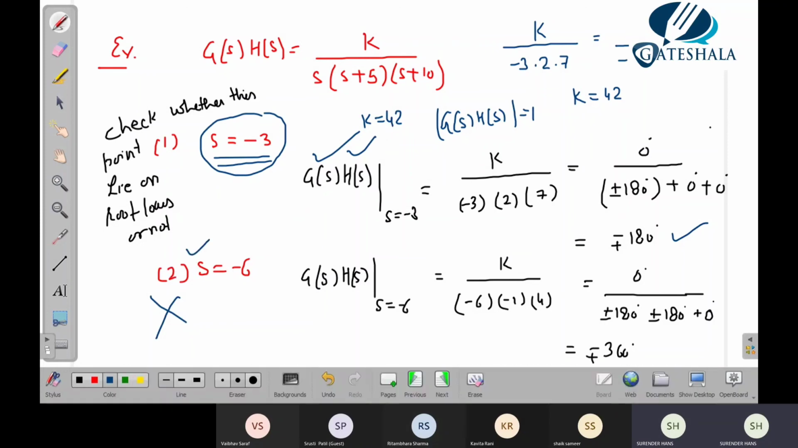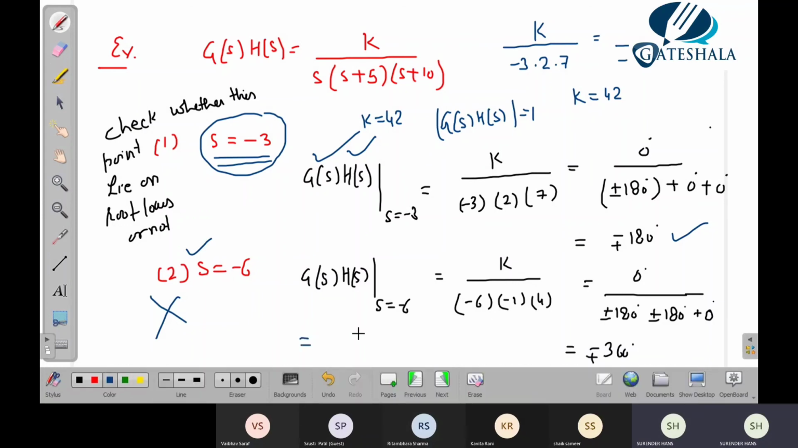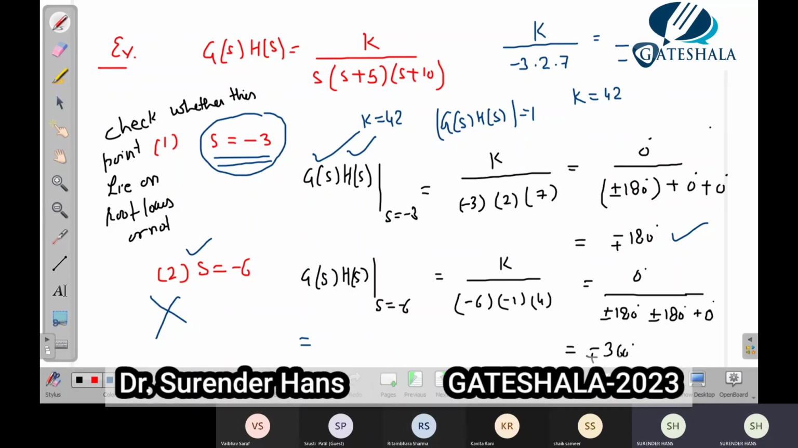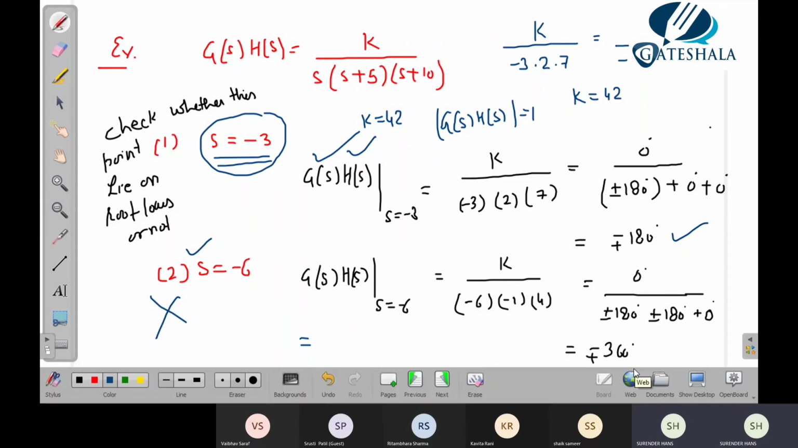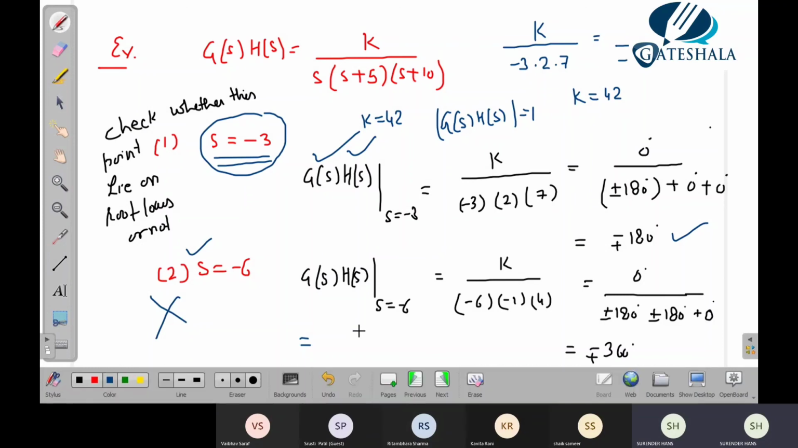But now you check this point. What should be the value of K? K is 24. Yes, very good. 24. But is the angle criteria satisfied? No. The angle criteria is not satisfied for the K value of 24. If I put K equal to 24, the angle criteria is not satisfied.